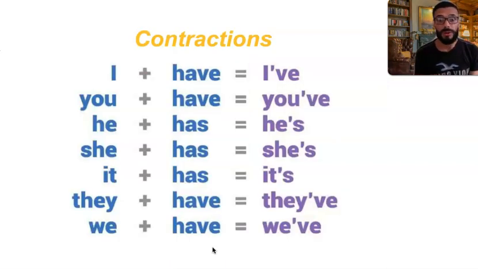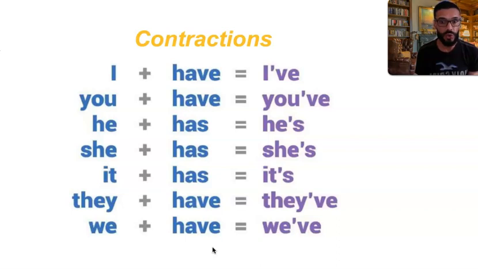Alright, now let's check some contractions, right? In English, it's quite common to use contraction, right? When we put two words together and form just one pronunciation. Like does not, we say doesn't. Do not, we say don't. It also happens with present perfect tense. We make a contraction of the pronoun and the verb have. Either have or has. So I have becomes I've.